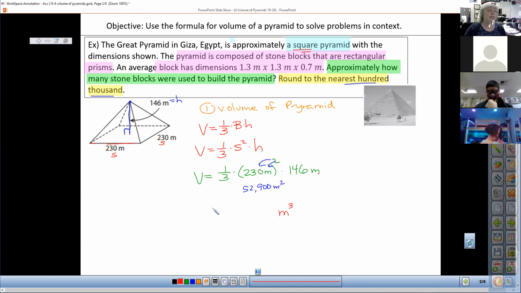So now the easiest way, ladies and gentlemen, in my opinion, to do 1/3 times our 52,900 is actually to take your 52,900 and divide it by 3, because multiplying by 1/3 is the same as dividing by 3. So I think it's easiest that way. So I would take my 52,900 divided by 3, then multiply times that 146, and then I'm going to worry about my rounding.